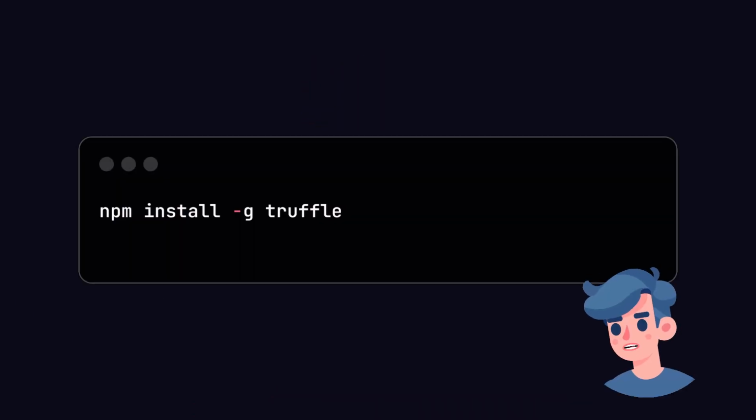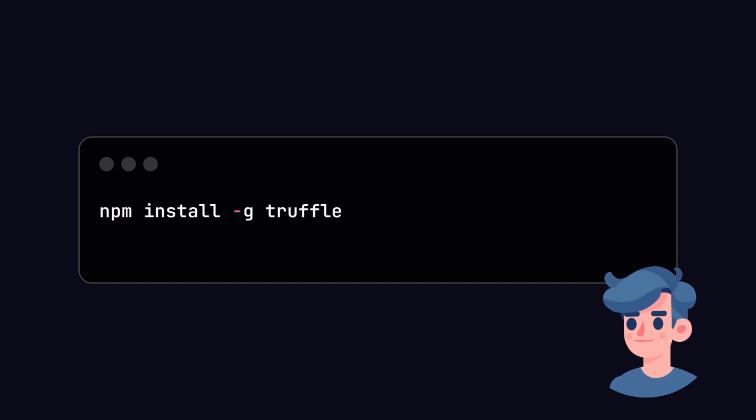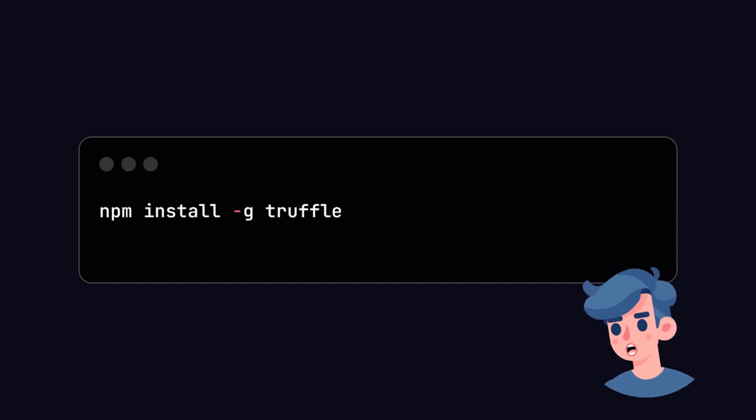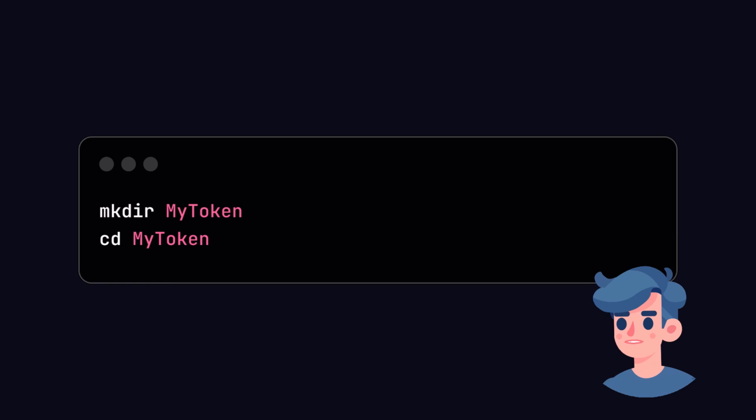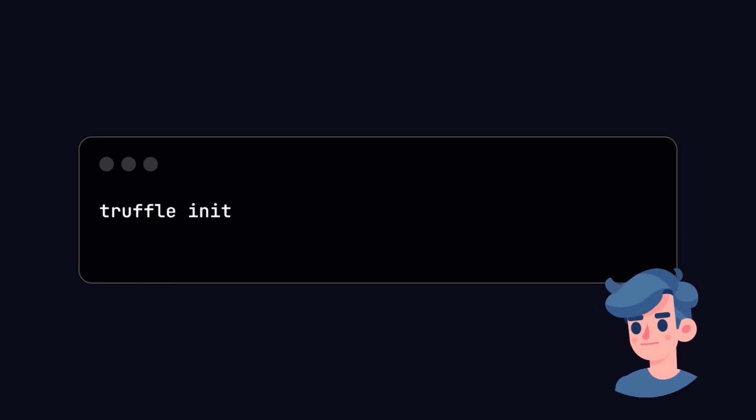To begin coding our ERC20 token, we need to set up our development environment. Make sure you have Node.js installed. Then, we'll use the Truffle framework to manage our smart contracts. Now that we have Truffle installed, let's create a new directory for our project. Next, initialize a new Truffle project which will create the necessary project structure.